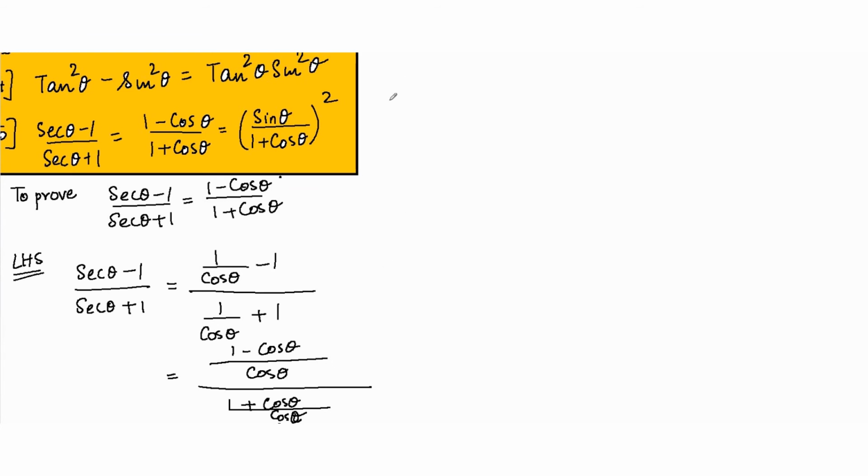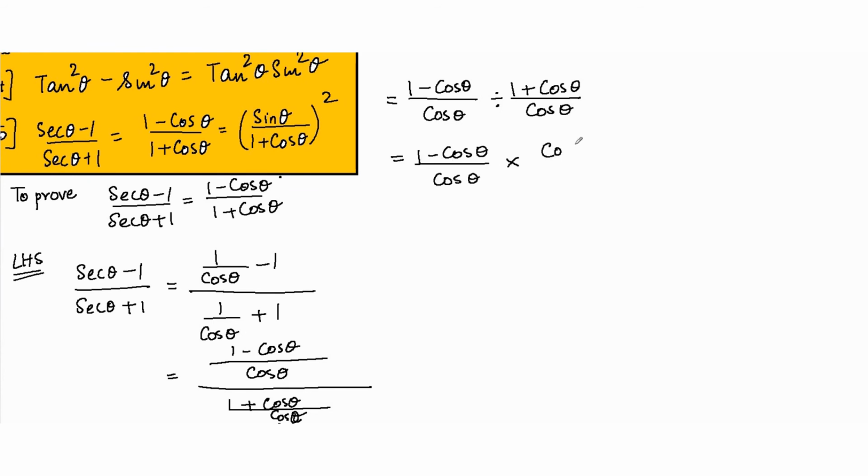This is now division of two fractions. So what I've got is 1 minus cos theta by cos theta divided by 1 plus cos theta by cos theta. So this therefore becomes 1 minus cos theta divided by cos theta into cos theta divided by 1 plus cos theta, and therefore my answer is 1 minus cos theta divided by 1 plus cos theta, which is equal to the RHS, and this is what I wanted to prove.